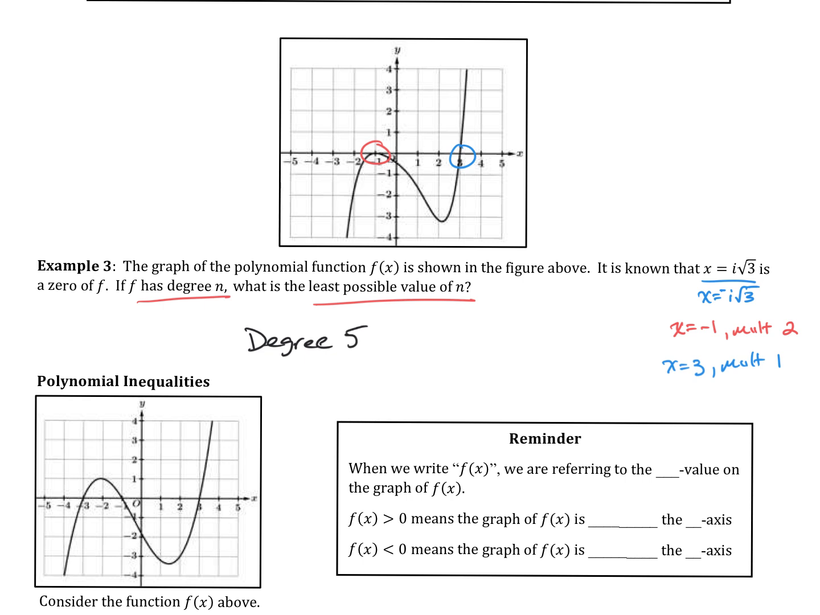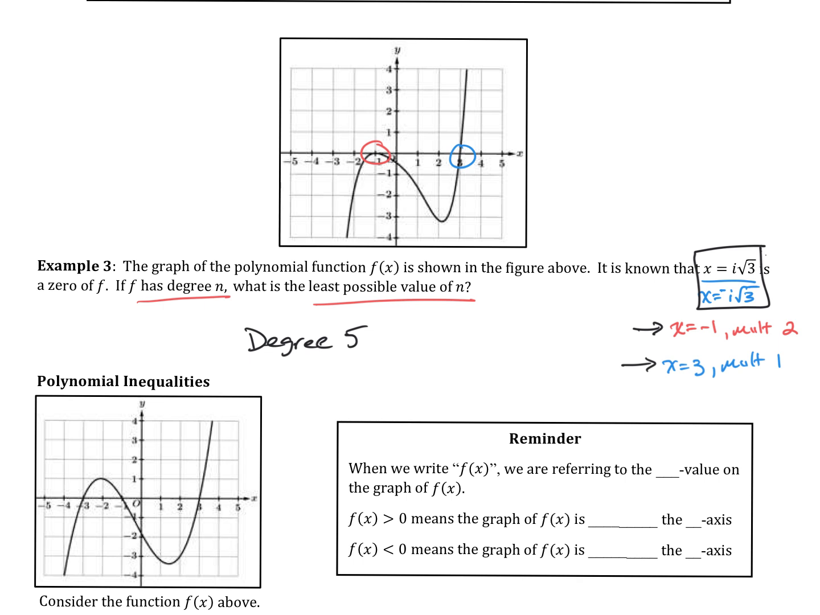5. Why is it at least 5? Because what are my imaginaries? That's at least how many? 2. And then this bounce has to have at least how many more? 2. And then this multiplicity of 1 has to have at least how many more? 1. So we're up to how much?